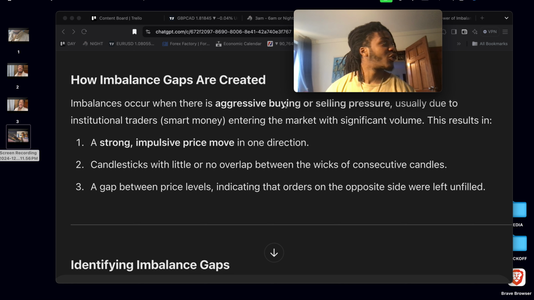Imbalance gaps actually occur when there is aggressive buying or selling pressure, like it says here, due to institutional traders, smart money. And when people are tossing that term around, smart money is the banks and institutions, specifically in the forex market, or if you're talking about other markets like futures, they are the large players. The people that have the most volume, since volume in itself actually controls the forex market, because whoever has the most capital, whether it's a person or institution, inevitably has control over the market, because they make decisions that affect financial responses in the market.